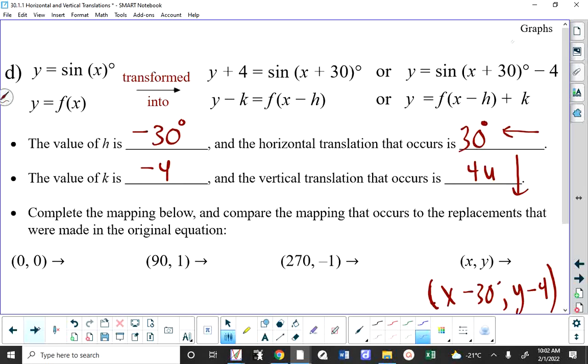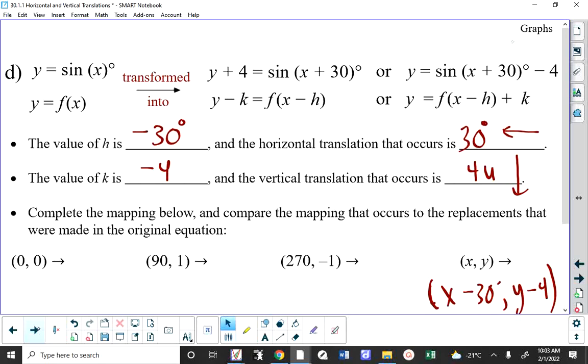Again, I'm not worried so much about the specific points for the mapping. When you compare x minus 30 to x minus h, h has to be negative 30. And I'm sure most of you have clued into the fact that when it's x plus a number, h is negative, and when it's x minus a number, h is positive. K is the number that's at the end when you've rearranged for y. And when we rearrange for y, we have minus 4 at the end. So if positive k is equal to negative 4, k is negative 4, which means that this graph, whatever y equals sine of x looks like, would be shifted 30 degrees to the left and 4 units down. So the mapping would be x minus 30 degrees, comma, y minus 4.